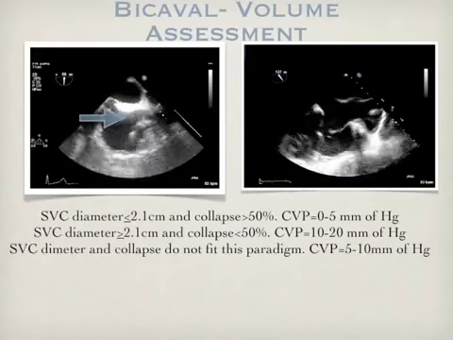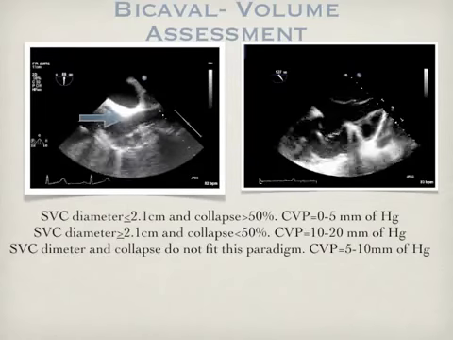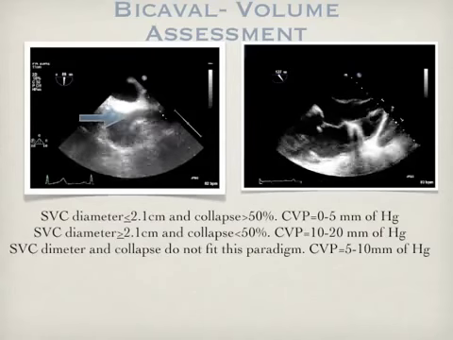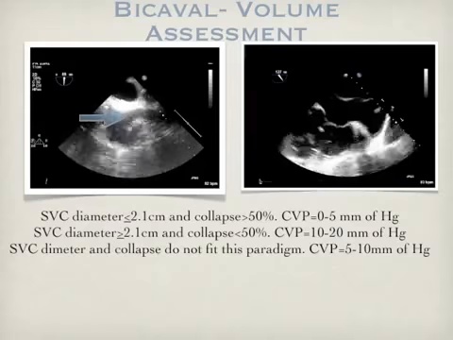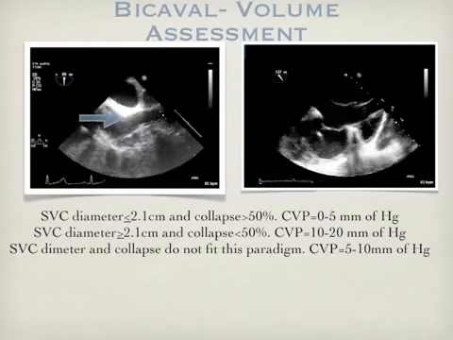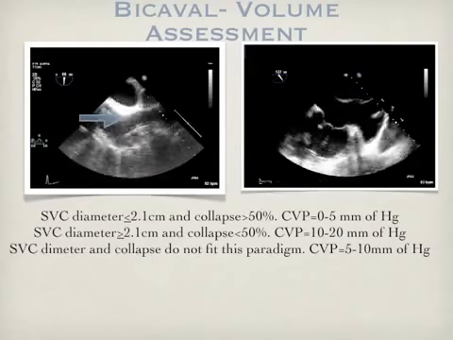The bicaval view is seen by positioning the probe over the right heart and rotating to 90 to 120 degrees. One use for this view is to look at the superior and inferior vena cava to conduct assessment of volume status. These assessments are most accurate in spontaneously breathing patients.